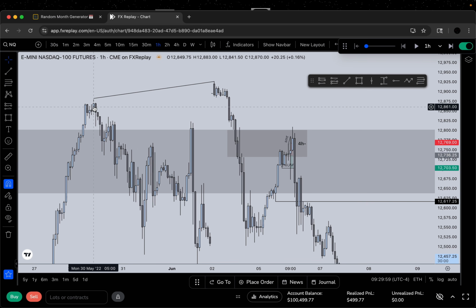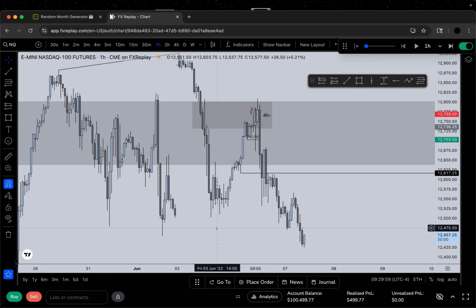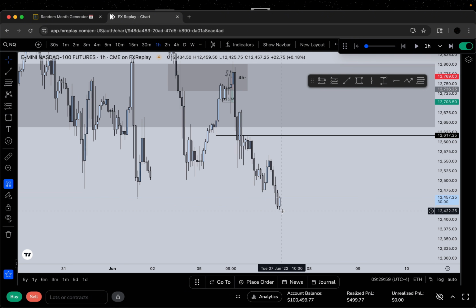Yeah, and then you can see we respect this SMT at the highs and then run this LR that I was looking at. Yeah, no, this is nice. It looks like I missed way more than a day, bro.